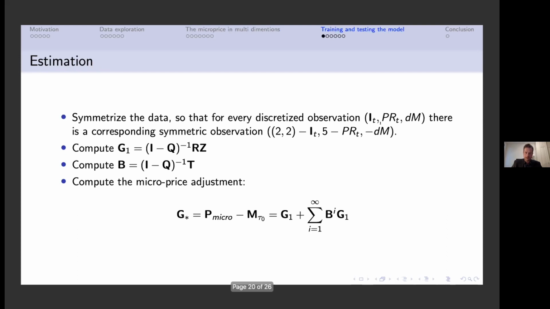Then you can go ahead and compute simply these two matrix computations, and the micro price adjustment, which is the micro price minus the mid price, can be given by this formula. In practice, this converges after about 10 iterations. It is supposed to be the price at infinity, but in practice, it's probably the price in 5-10 minutes.